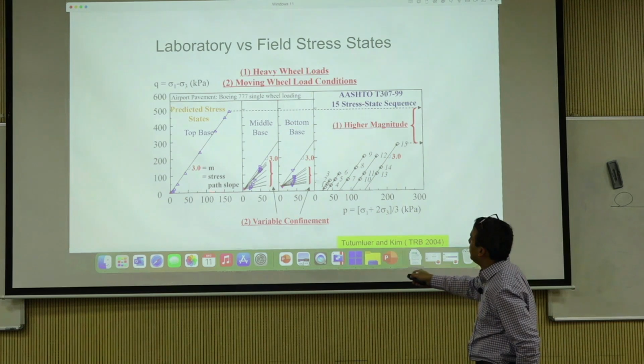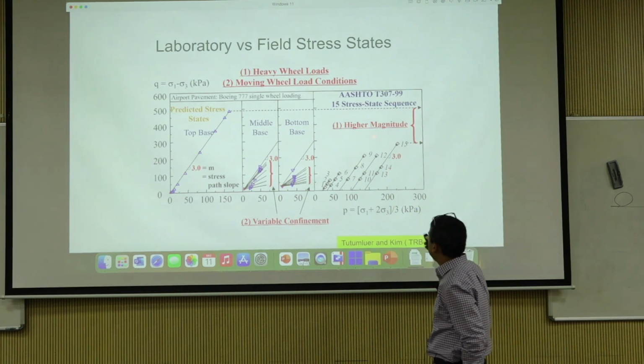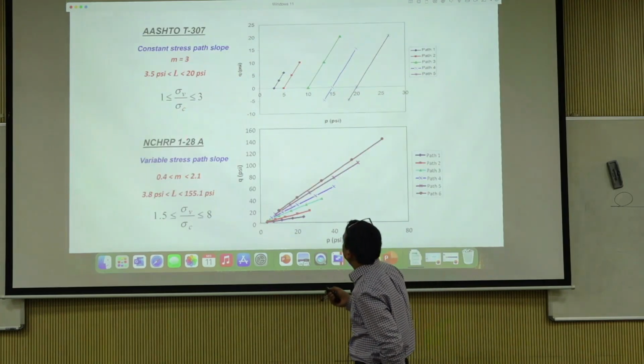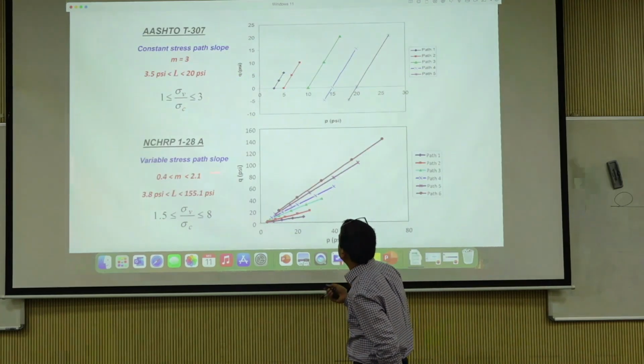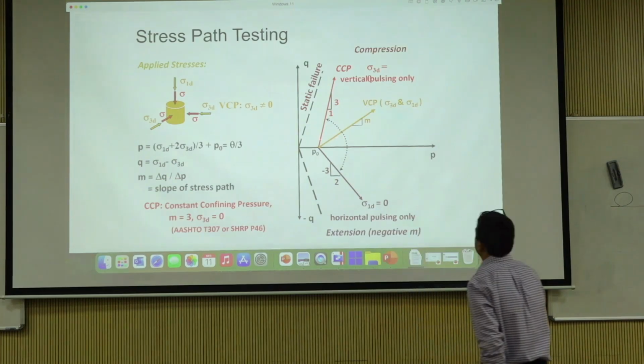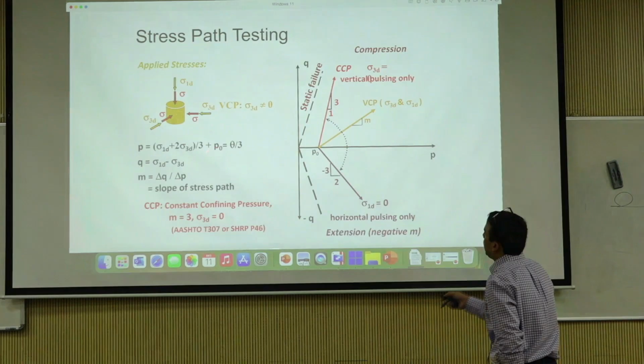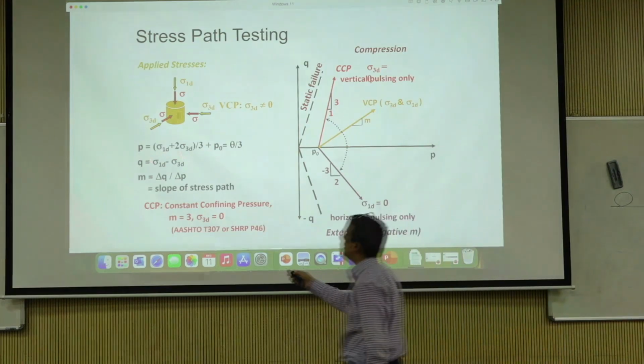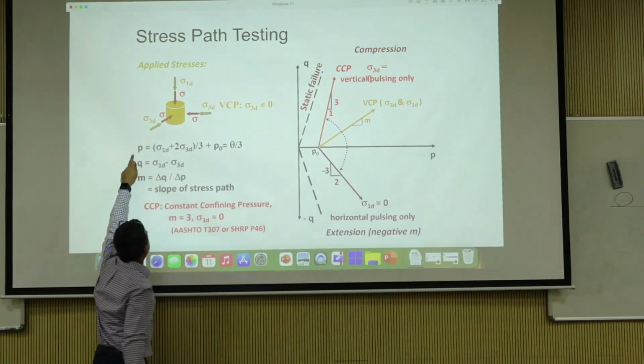So this is variable confining pressure, this is constant confining pressure and stuff like that, which is your Astro T307. Same here, you can do it in vertical. This is the VCP, variable confining pressure. You can actually show it in a PQ diagram. So by the way, this is the definition, just so that you know.